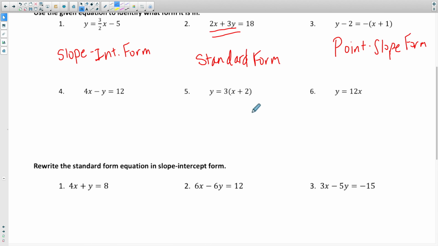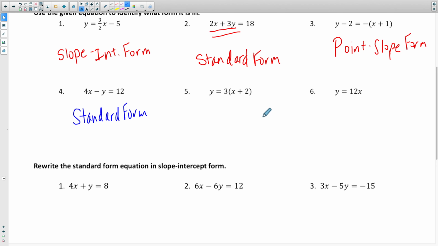I want you to take a look at these next 3, and they're a little bit tougher, not a lot, but a little bit, and see if you can make a guess as to what each one is. All right, this first one on the left has both x and y. If it's both, then it's standard form. This one has just a y only.